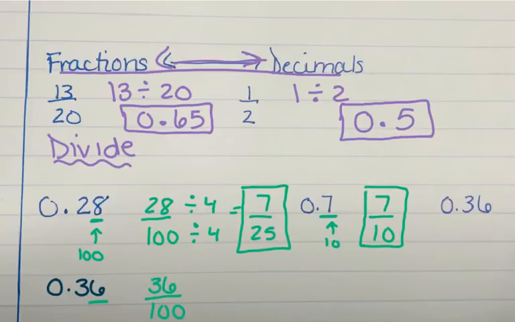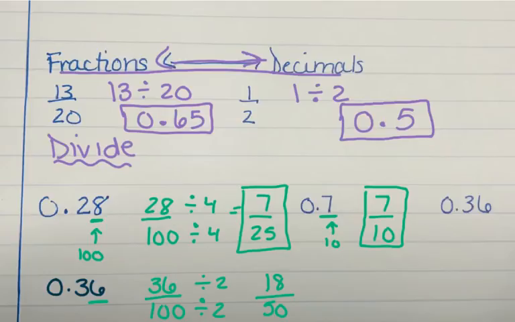Now let's say you can't figure out what the greatest common factor is between these two numbers. That's okay. What you can do is see, all right, they're both even numbers, so I know 2 is going to go into both of these. So I would divide them both by 2. So 36 divided by 2 is 18, and 100 divided by 2 is 50.